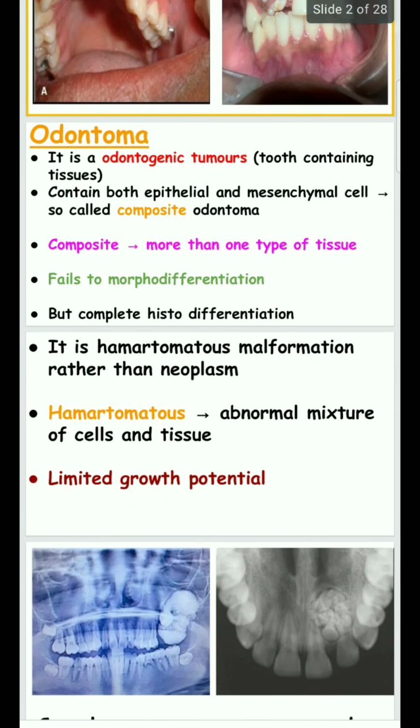It is a hamartomatous malformation rather than a neoplasm, which means it is not a neoplasm. What is a hamartomatous malformation? A hamartoma is an abnormal mixture of cells and tissue, and it has limited growth potential because there is no further development. It does not occupy much area in the jaw, only a small area.